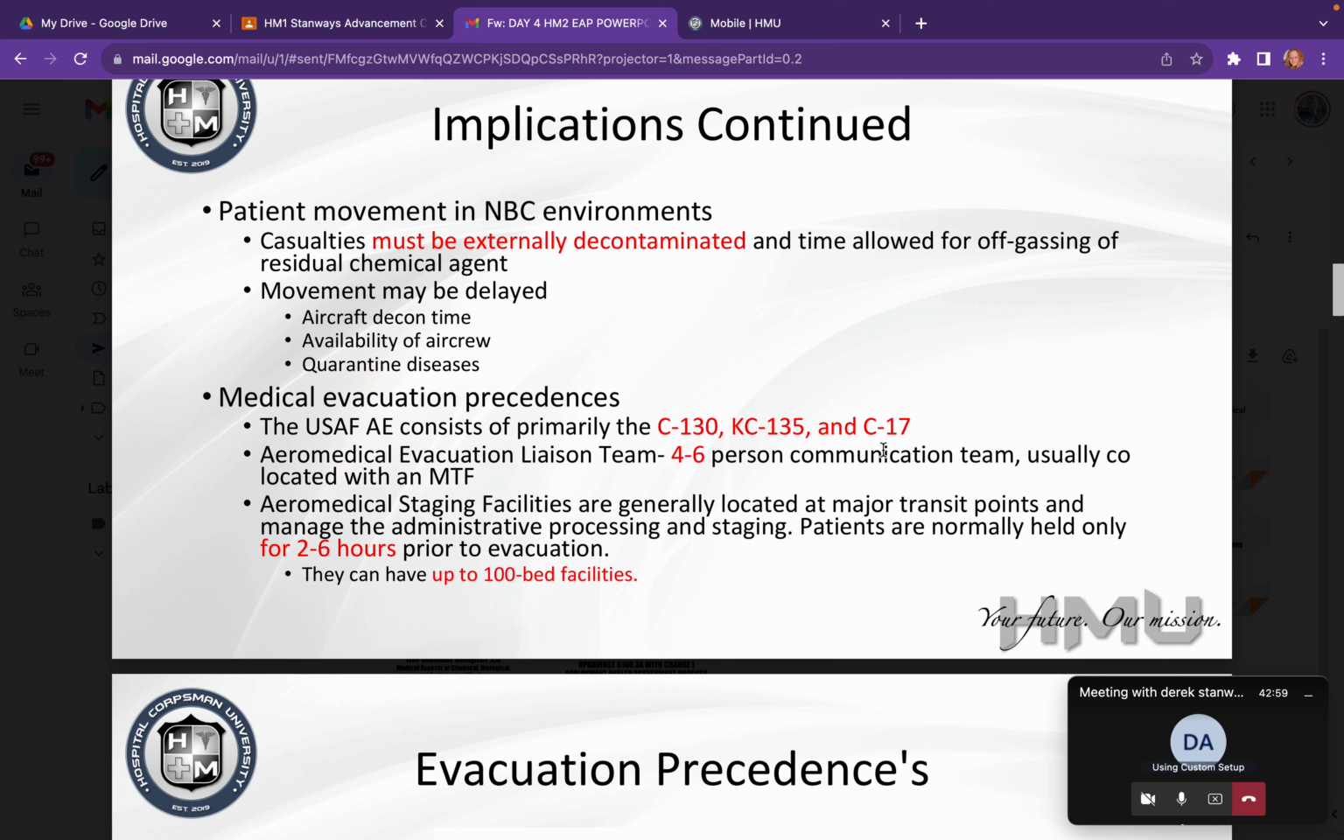Aeromedical evacuation consists primarily of the C-130, KC-135, and then C-17. The aeromedical evacuation liaison is a 4 to 6 person communication team, usually co-located within the MTF. Put a star next to that bullet point, because they like to know what that team is made up of.